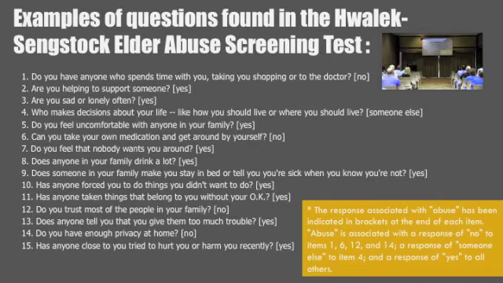So let's look at one of these here. This is an example of some of the questions found in the Hwalek-Sengstock Elder Abuse Screening Tool. Some of the questions that are asked in there: do you have anyone who spends time with you, taking you shopping or to the doctor? So you're kind of starting to ask, are you having the interaction? Are you helping to support someone? That answers the question if a dependent is dependent upon an elderly patient.